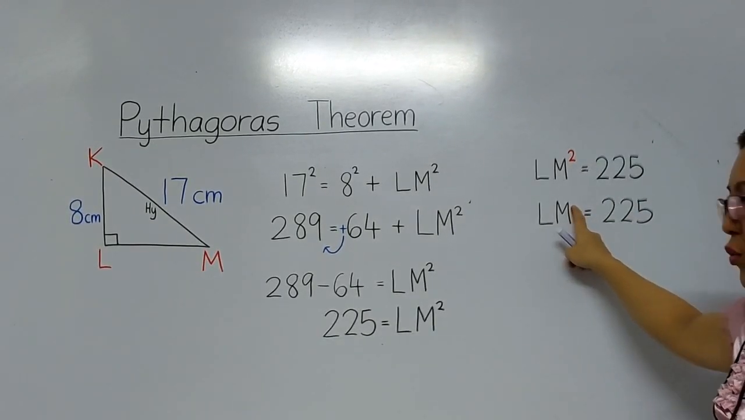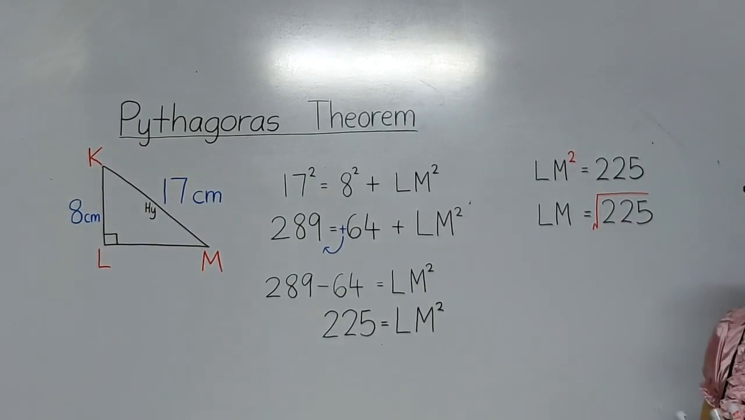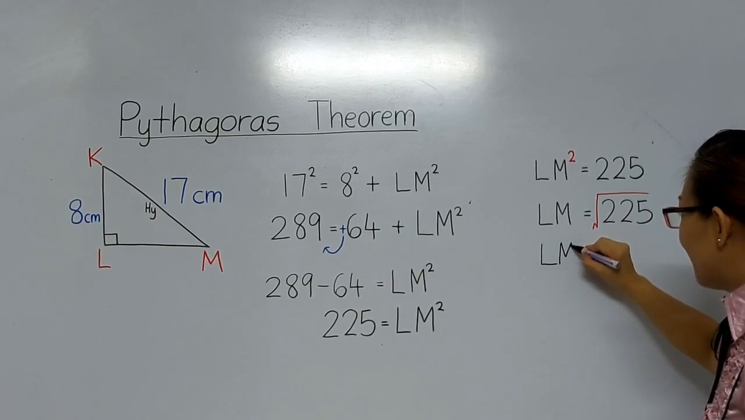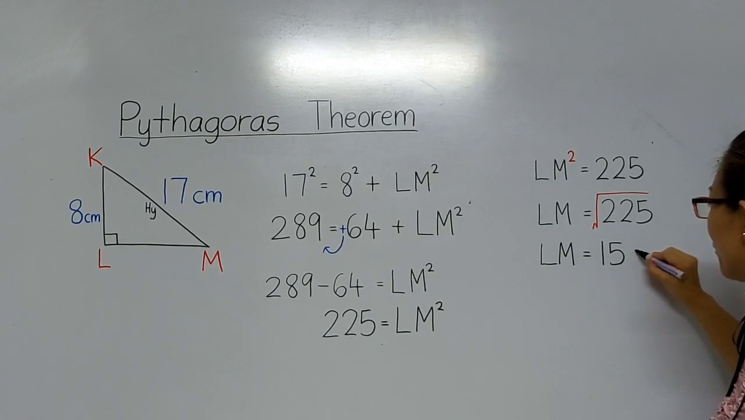And to get rid of the square, we have to square root the number on the right hand side. After pressing calculator, you will get the final answer, LM equals to 15. Don't forget to put the unit cm.